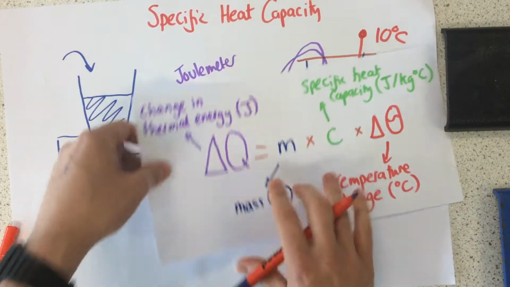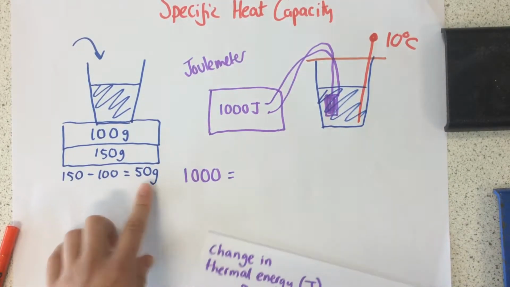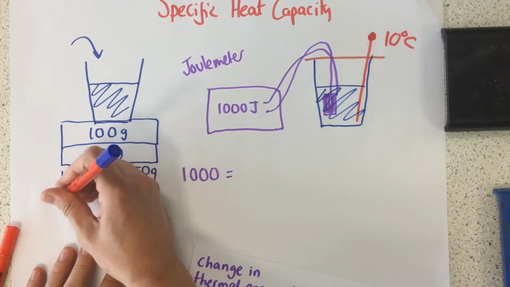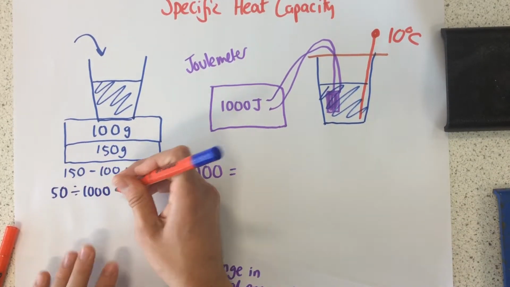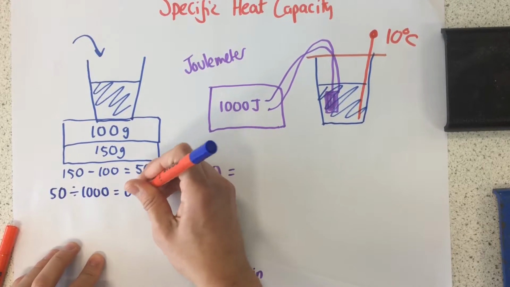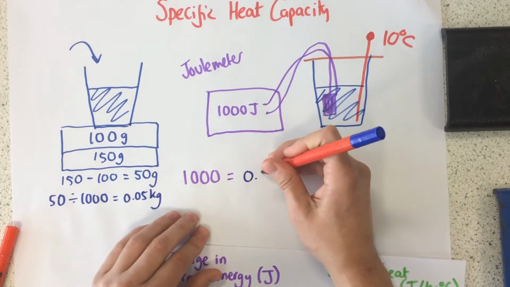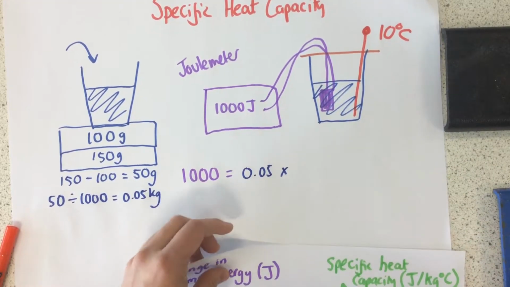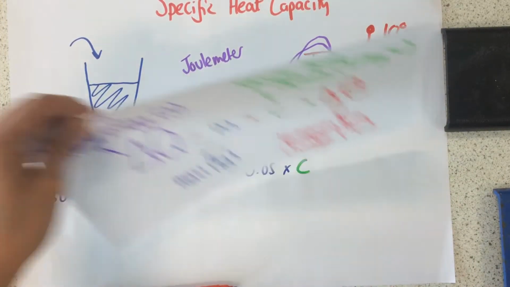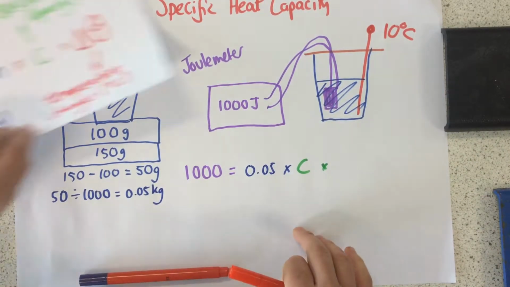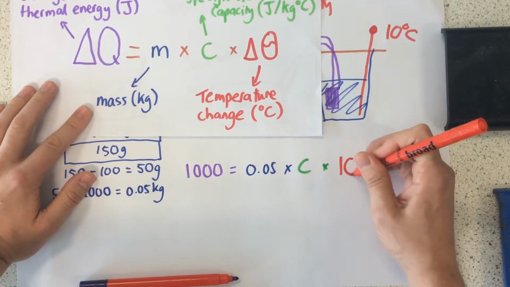So I'm just going to write down these different parts. First of all, my change in thermal energy, well, that is on my Joule meter. So it's 1,000 joules. That equals the mass. Now my mass is the mass of this liquid here, but please notice that needs to be in kilograms, whereas on my balance it may well have read it in grams. So to convert from grams to kilograms, I need to divide by 1,000. So in this case, it's 0.05 kilograms. So it's 1,000 equals 0.05 times C. That's my specific heat capacity, the thing I'm looking to find. And finally, multiplied by my temperature change, which is the one that I chose, which is 10.